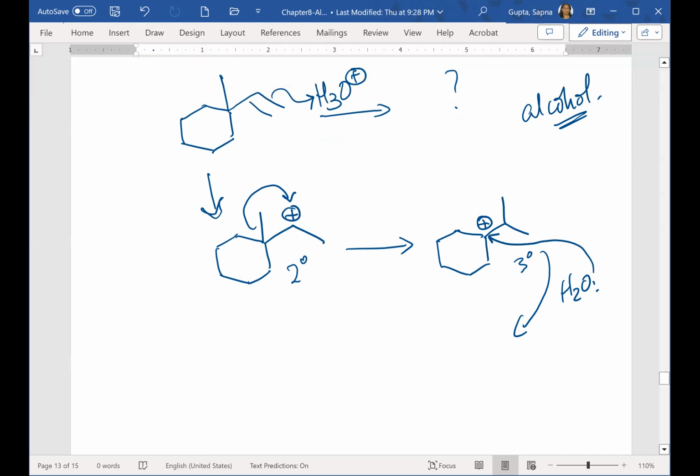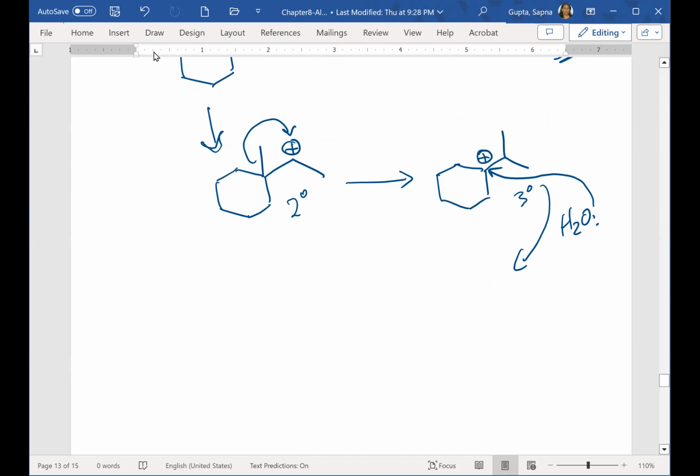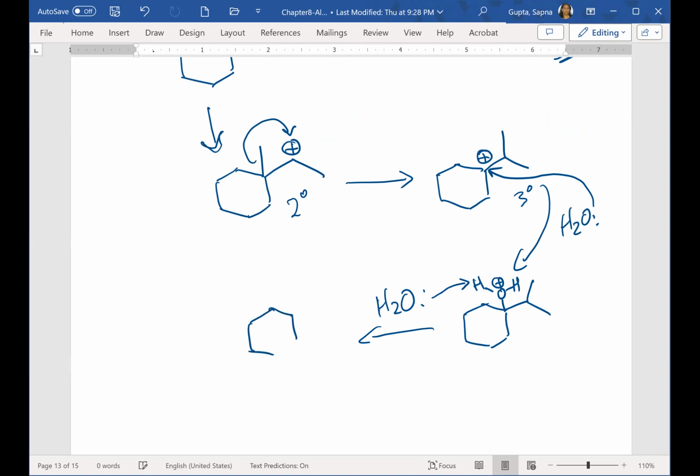You can attack from wherever you want. It's up to you. You can draw a nice long arrow. Once you have this, make sure you have the oxonium ion. Don't forget the positive, and then deprotonate. That's it. So that's your product.